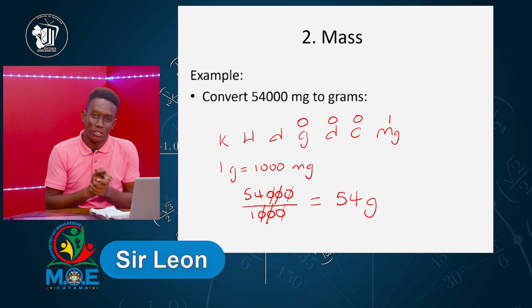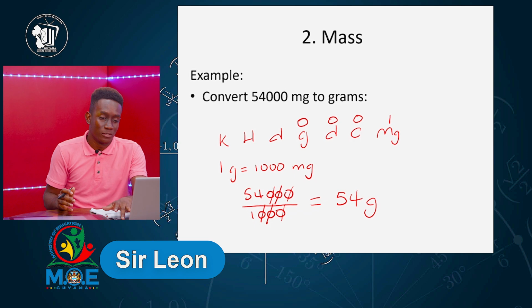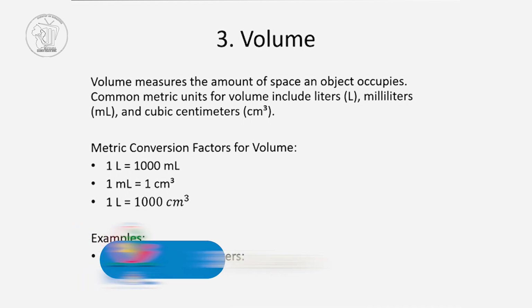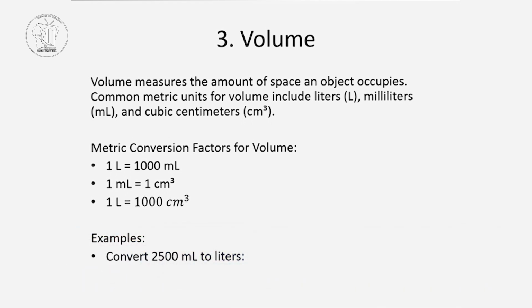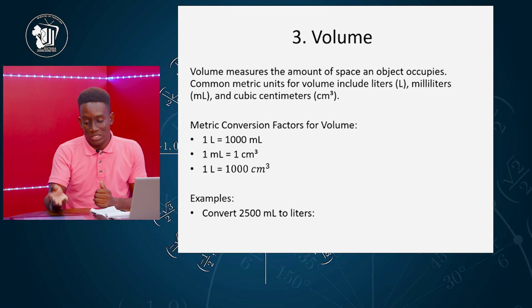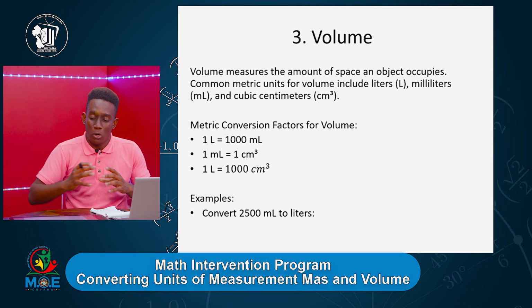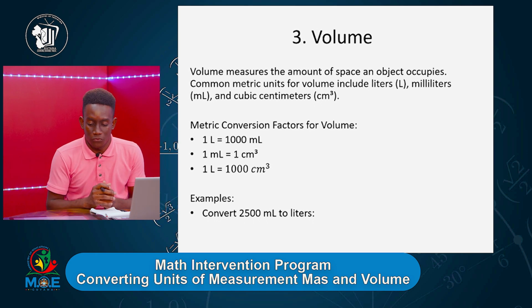So now let's move on to converting between units of volume. First of all, volume measures the amount of space an object occupies. So as long as you have an object and it takes up space, we can calculate the volume of that object. The common metric units for volume include liters, milliliters, and cubic centimeters, and also centimeters cubed, km cube and so on. But the main ones that we use would be these here. So we'll be converting between these units of volume.